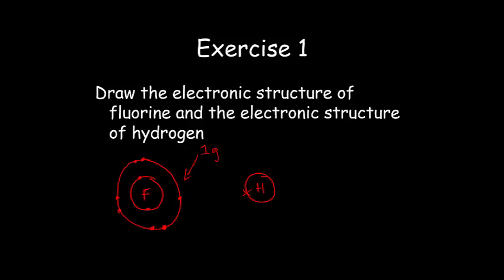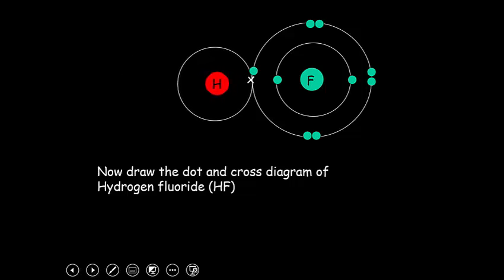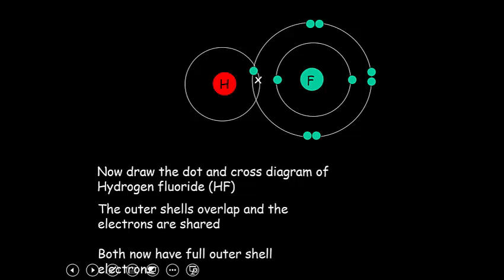Okay, so fluorine has a gap. Hydrogen also has a gap to be able to create a full outer shell. So those can come together in order to share a pair of electrons. So if we're drawing that as a hydrogen fluoride, they come together like that. The outer shells overlap and the electrons are shared, so they both have full outer shells of electrons, making them nice and stable.